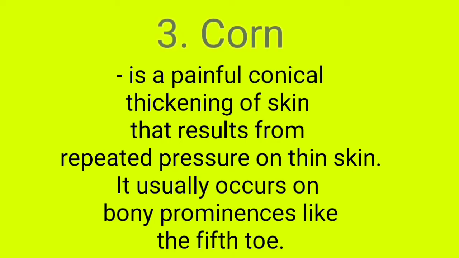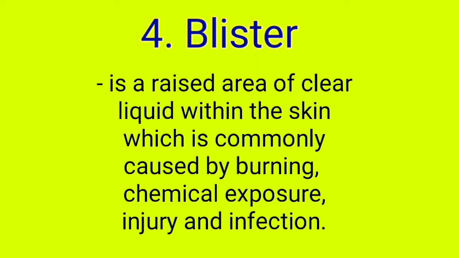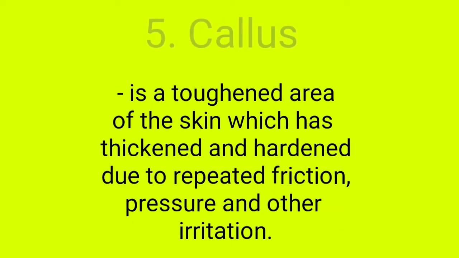Corn is a painful conical thickening of skin that results from repeated pressure on the thin skin. It usually occurs on bony prominences like the fifth toe. Blister is a raised area of clear liquid within the skin which is commonly caused by burning, chemical exposure, injury, and infection. Callus is a toughened area of the skin which has thickened and hardened due to repeated friction, pressure, and other irritation.